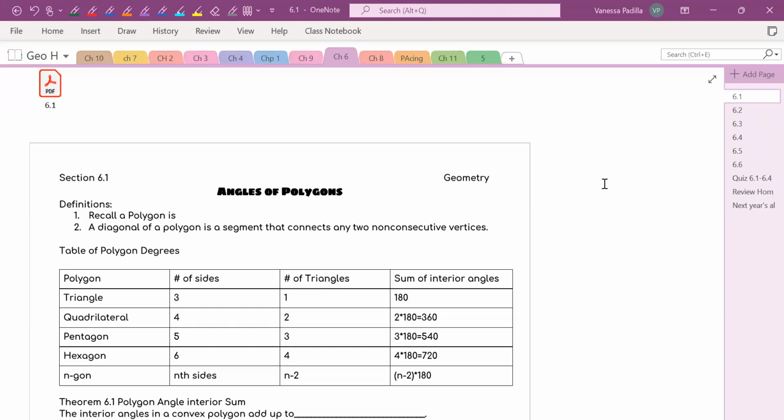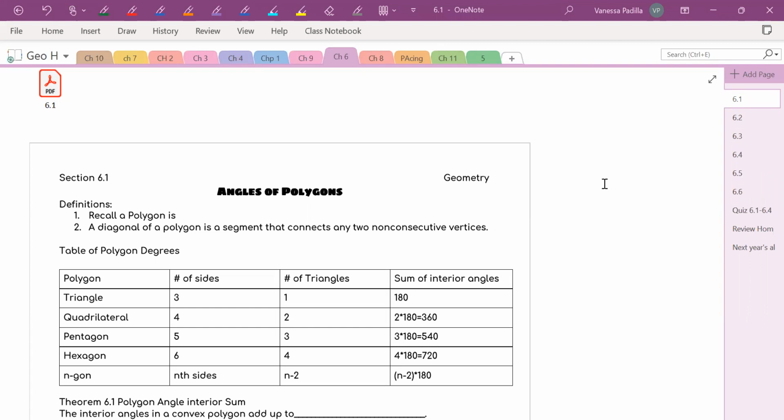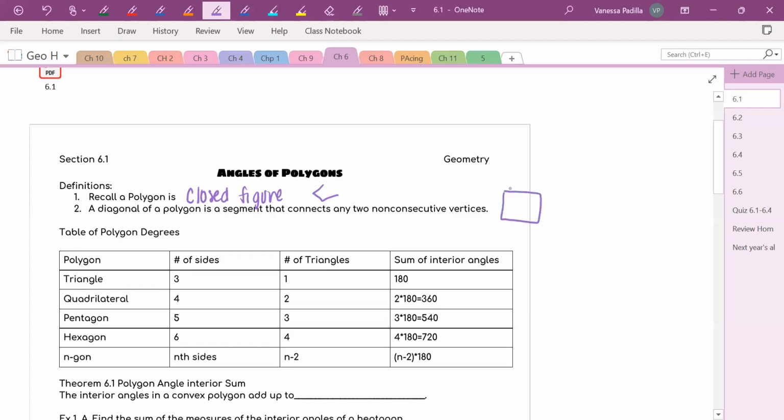Okay, students, so this is section 6.1, Angles of Polygon. And just recall that a polygon needs to be a closed figure. So things like this are not polygons, those cannot be polygons. So a diagonal of a polygon is a segment that connects any two non-consecutive vertexes. So if we have a square, then the diagonals would be these ones.